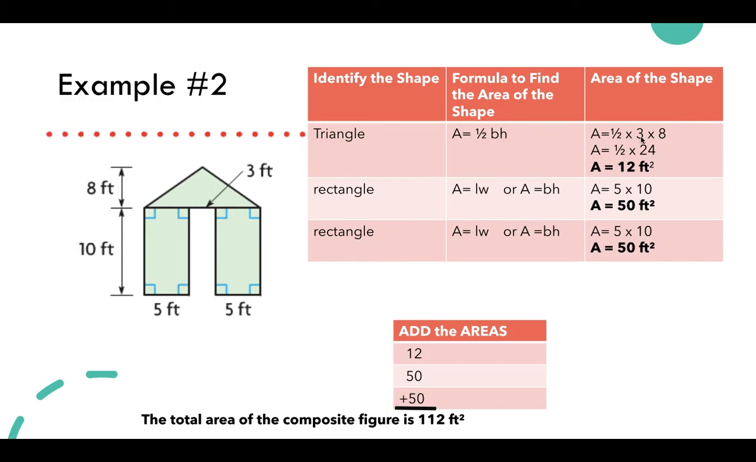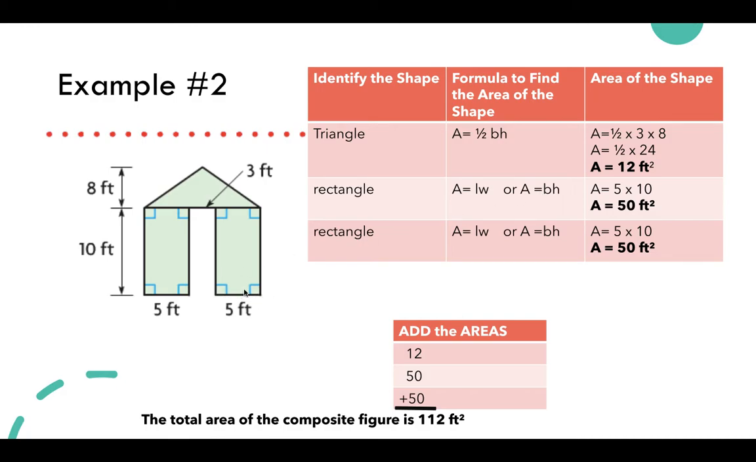And 4 times 3 would be 12. Okay, so we got the area of a triangle. Moving on, the area of a rectangle. Again, to get the area of a rectangle, you could do length times width or base times height.